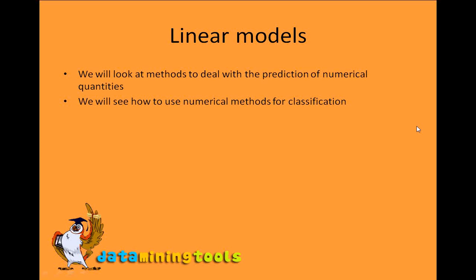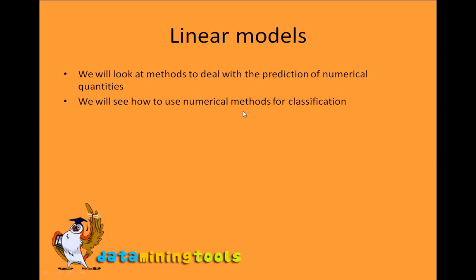Now we come to linear models. In linear models, we'll basically look at two things. We'll look at methods to deal with the prediction of numerical quantities. Till now, we were just talking about classification, then we did association. Now we'll talk of prediction of numerical quantities. We'll also see how to use numerical methods for classification.